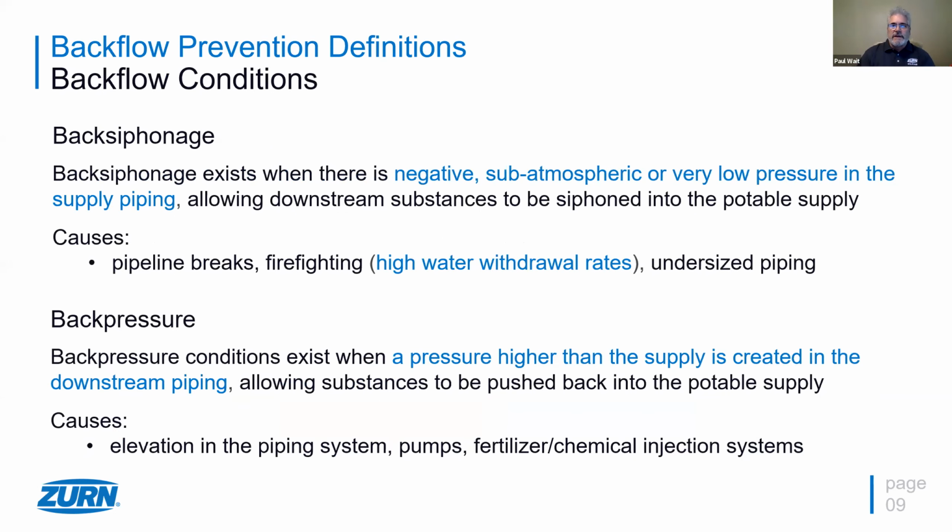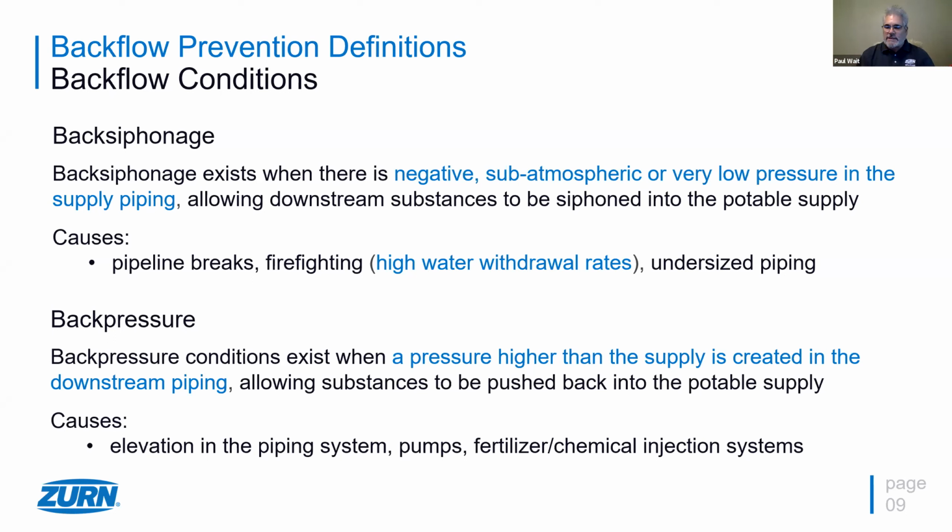Two types of backflow conditions that we need to be aware of. One is back siphonage. This happens when in your supply line, there's a negative, a subatmospheric, or a very low pressure situation in the supply line versus what is happening downstream. And that supply line pressure starts dropping or it goes negative, and the water downstream is siphoned or sucked back out into the domestic water supply.